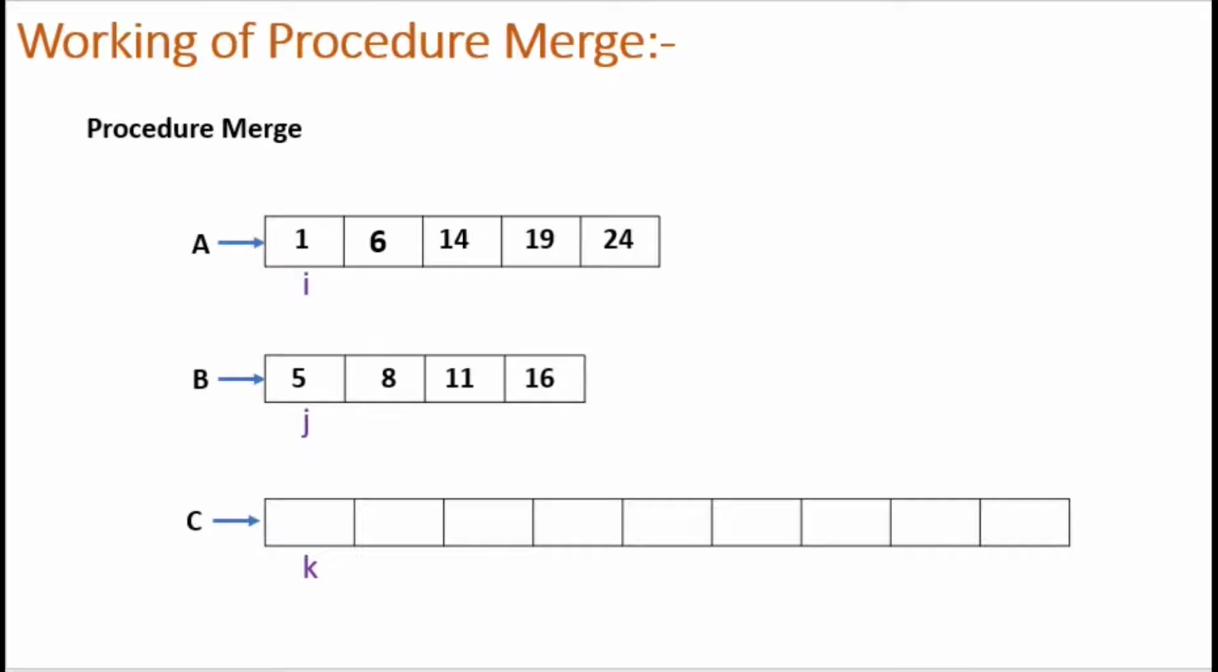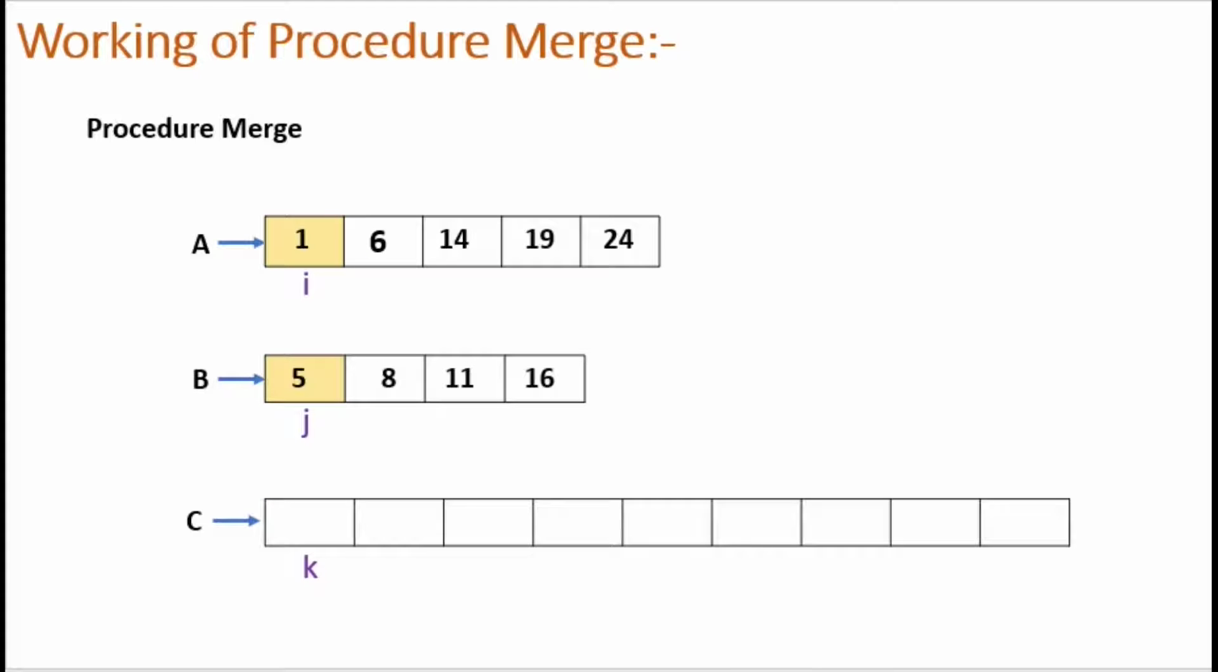The core part of merge sort is the procedure merge. Merging is a process of combining two sorted lists into a single sorted list, and this merge procedure we use in our merge sort algorithm. Suppose we have two sorted arrays A and B. I am going to compare one element from A and one element from B. Whichever is smaller, I am going to copy that element into C.